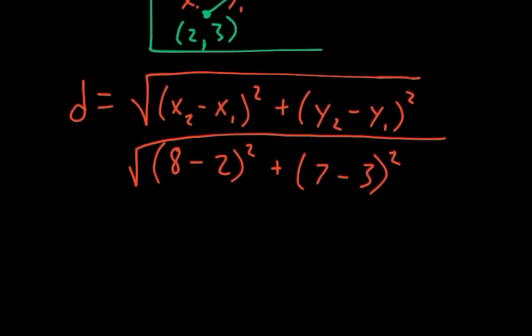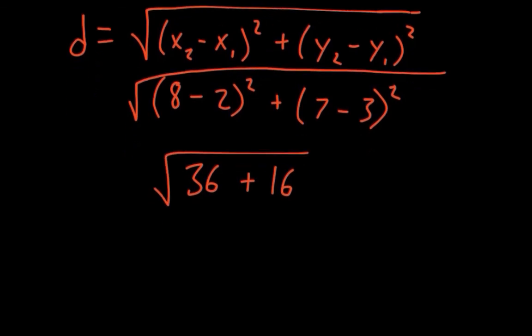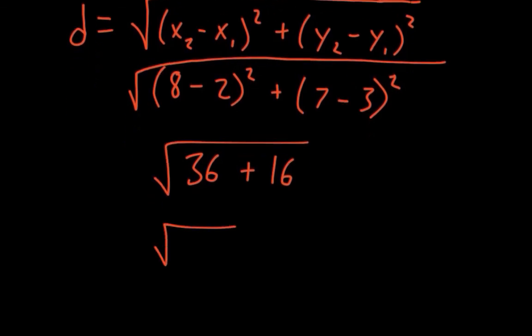So I have 6 squared. 8 minus 2 is 6. 6 squared is 36. Plus 7 minus 3 is 4. 4 squared is 16. And then that becomes square root of 52. Yes? And for now we're just going to be able to punch that in and say, okay, that's approximately equal to 7.21.